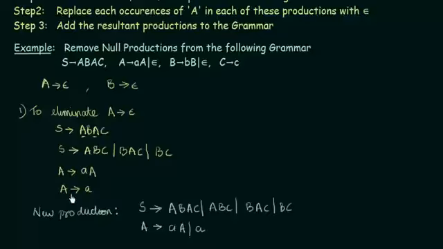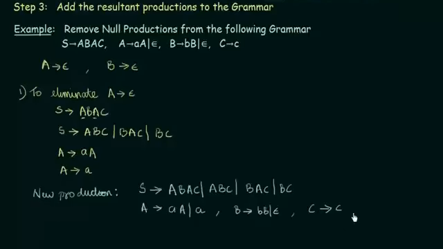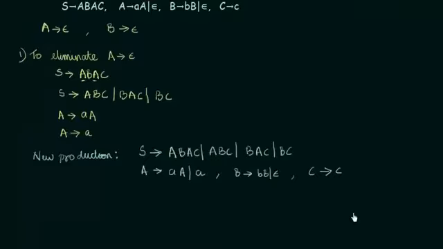And now we have removed the null production A gives epsilon, so you don't have to write this epsilon anymore. And then B will remain the same as it is. Let me write it here. B gives BB and also epsilon, and C gives small c. Okay, so now we got a new production. Now we are done with this one.